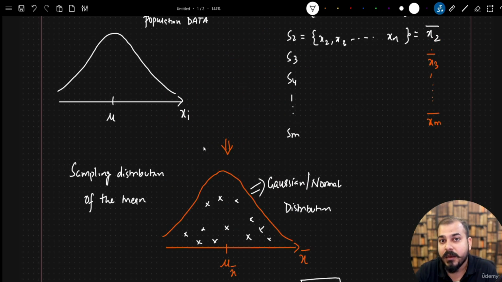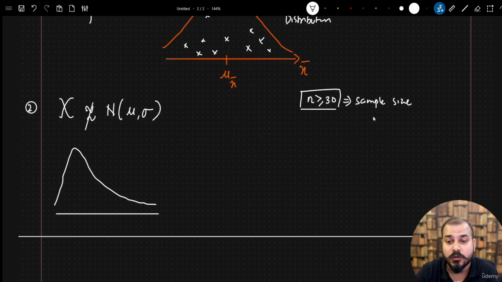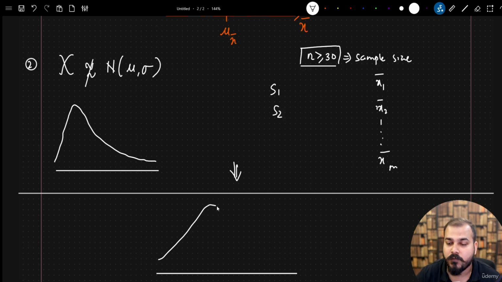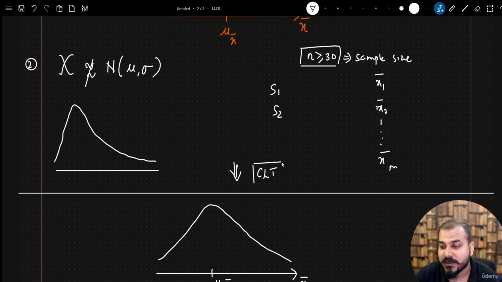If my n size is greater than or equal to 30, then if I pick some samples S1 and calculate the X1 bar, S2 sample and calculate the X2 bar, and if we take this sampling distribution with respect to X bar and plot it, you will see that this will also follow a Gaussian distribution. All these sample means will also follow a Gaussian distribution. This is what the central limit theorem states.